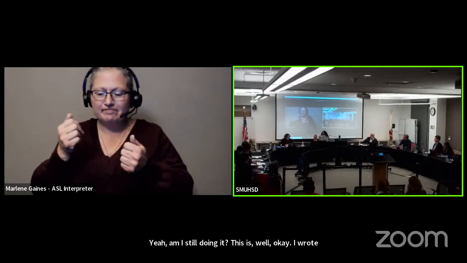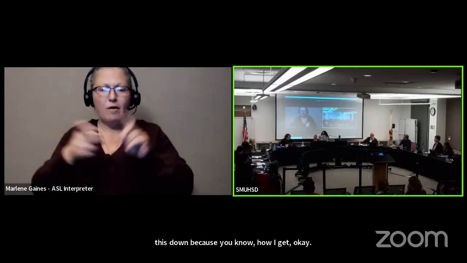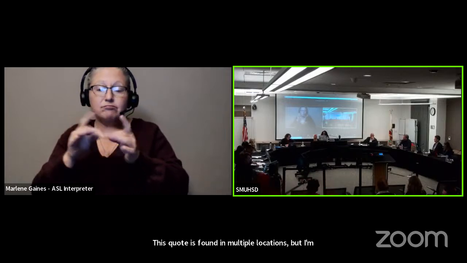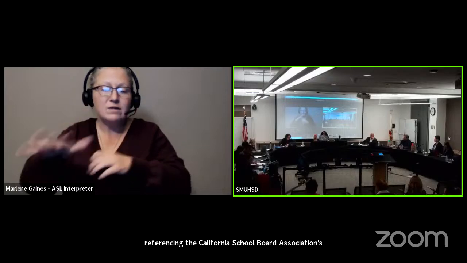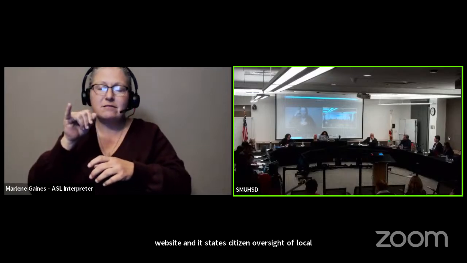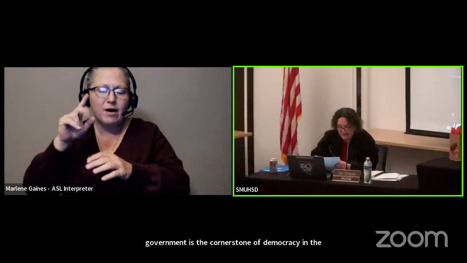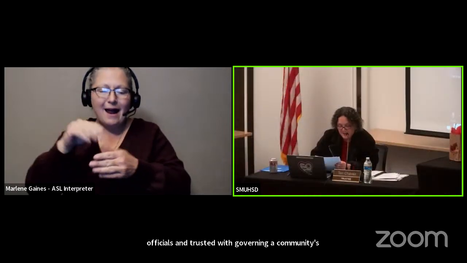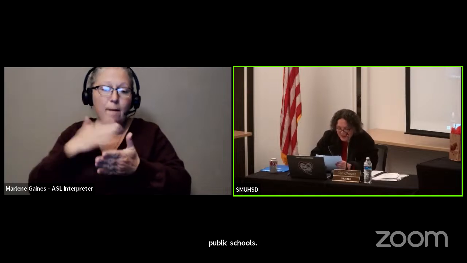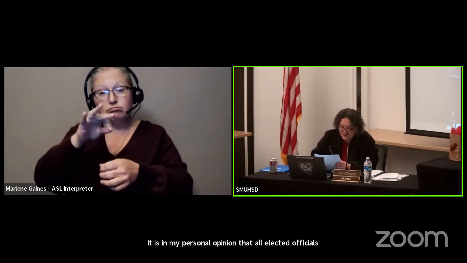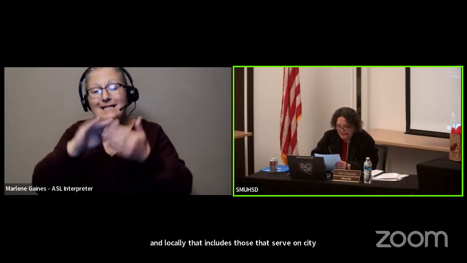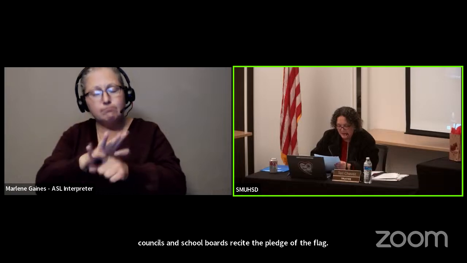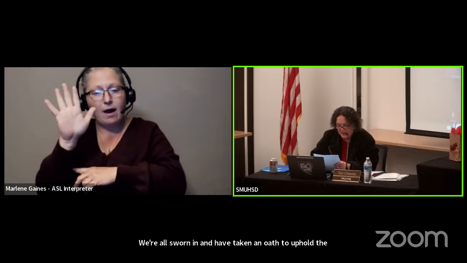This quote is found in multiple locations, but I'm referencing the California School Board Association's website, and it states, "Citizen oversight of local government is the cornerstone of democracy in the United States. School board members are locally elected public officials entrusted with governing a community's public schools." It is my personal opinion that all elected officials, locally including those on city councils and school boards, should recite the pledge to the flag. We are all sworn in and have taken an oath to uphold the United States Constitution and the state of California Constitution.